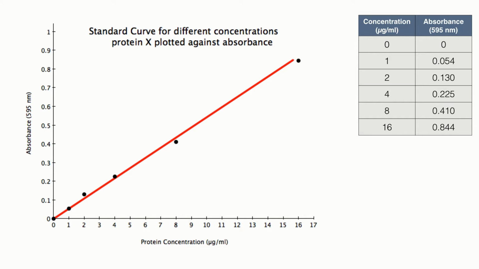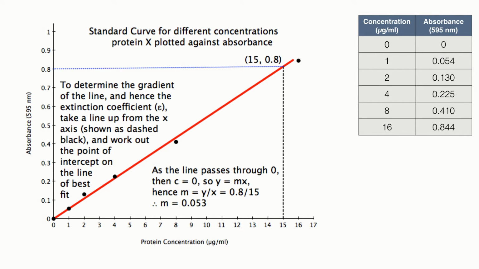Now with this data I can then determine the gradient of the line if I so desire, and to do this I will draw the biggest possible triangle I can, working out the gradient, which in this case will be 0.8 divided by 15, giving a gradient of 0.053. Now if you're familiar with spectrophotometry, you will know that that is the extinction coefficient for this particular protein solution.